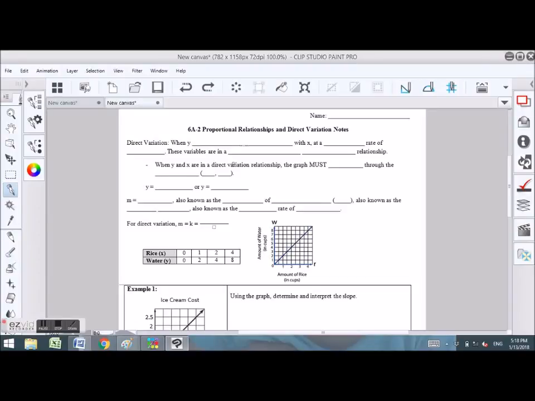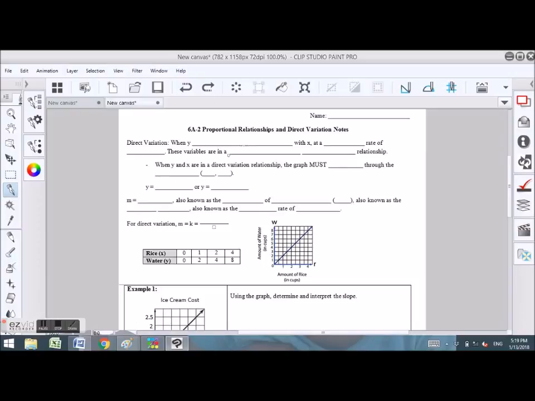Hello class, today we're going to be talking about proportional relationships and direct variation. Now it's going to be very important to pay attention to vocabulary today because we're going to introduce a lot of terms, but you're going to find that they actually mean the same thing. So keep in mind the things that you've learned about slope and we're going to dive right into it.